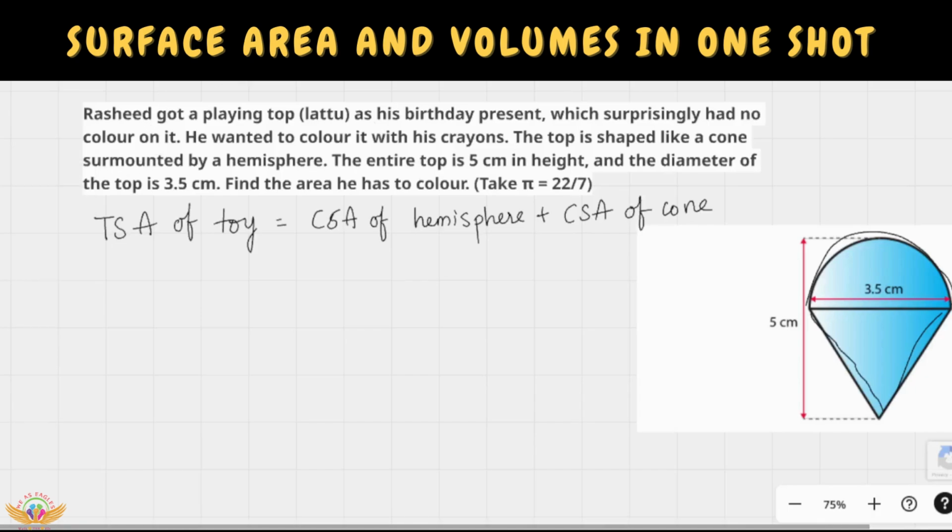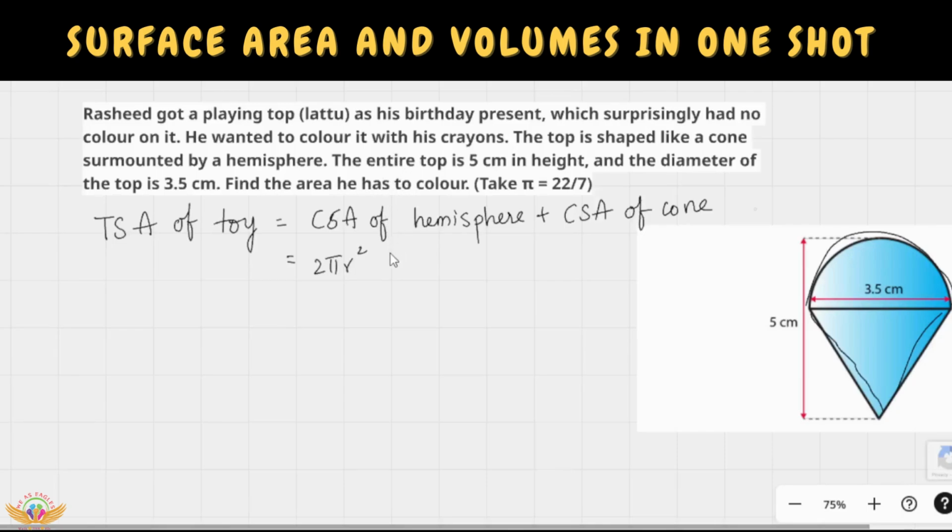So what is the curved surface area of the hemisphere? The curved surface area of the hemisphere is 1 by 2 into 4 pi r squared, right? Just half of the sphere. Let me write it directly to avoid confusion. The curved surface area of the hemisphere is 2 pi r squared.